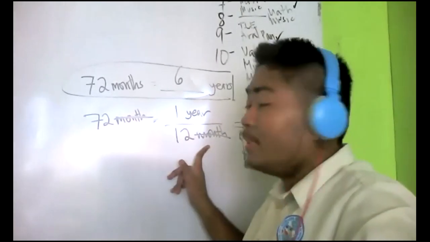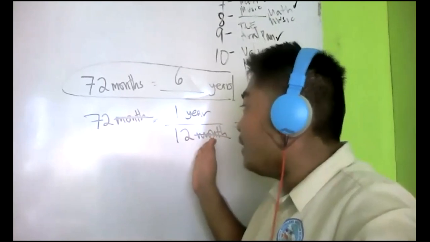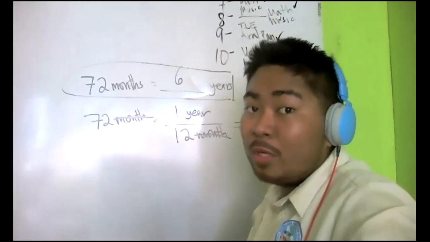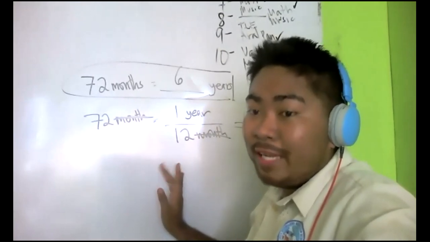It can't be that 1 month is equivalent to that many years. So this is how it goes: you're going to divide. Understood?